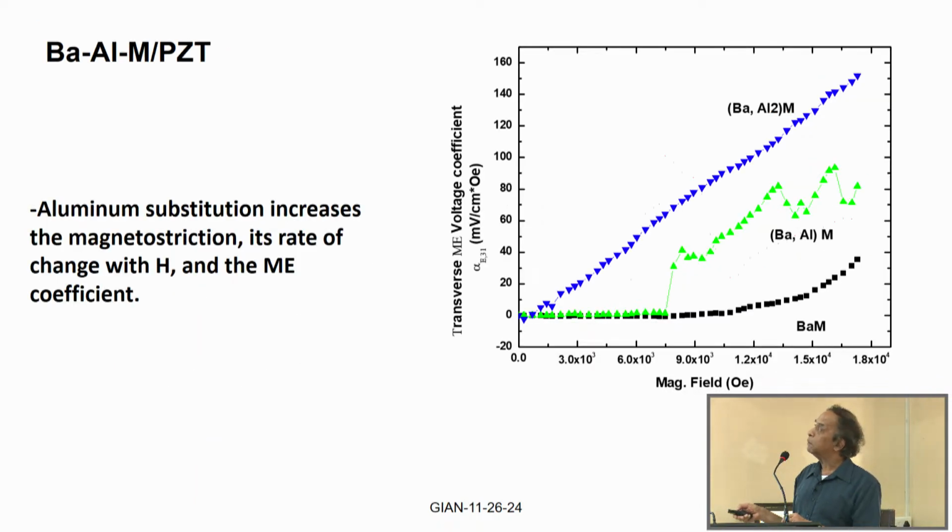These are similar data for barium aluminum M-type hexaferrite with PZT, and this is slightly better than the previous case with strontium aluminum hexaferrite. And as you see here, the best values are for aluminum 2 and barium.